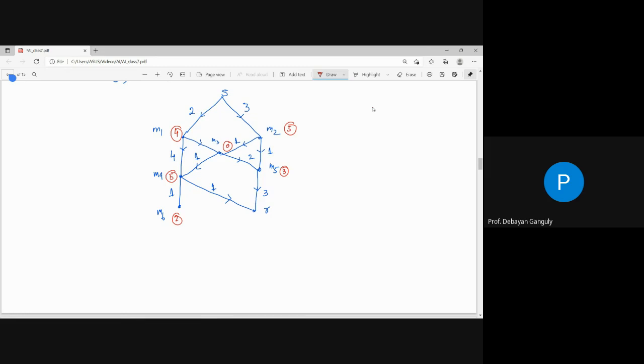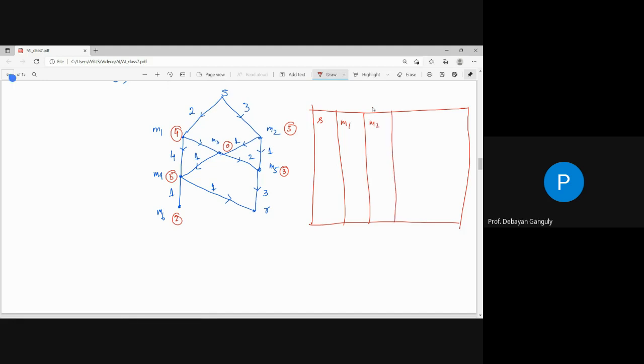Here S is the source node and R is the goal node. So like the uniform cost algorithm, I have to do the same thing. Say this is S, this is M1, this is M2, this is M3, this is M4, this is M5, and this is M6, and say this is the R. Those are the corresponding nodes that are available.